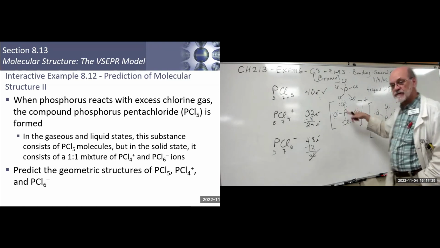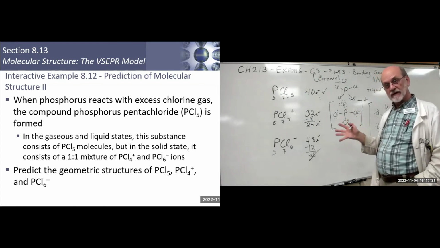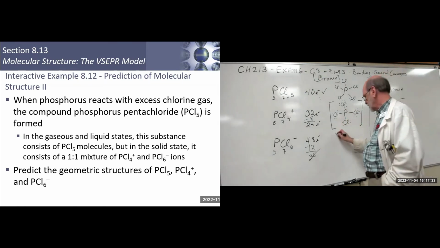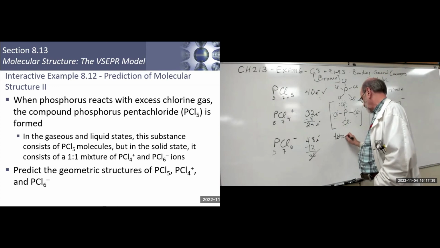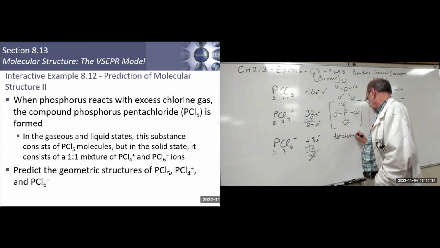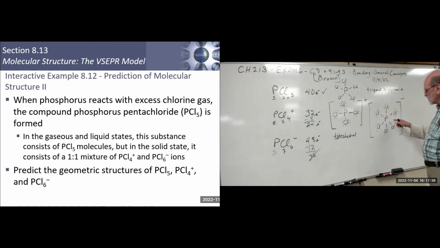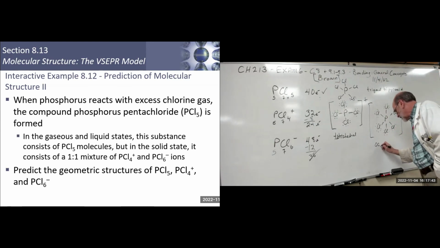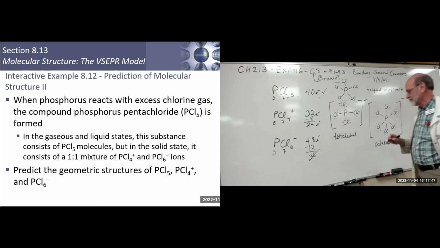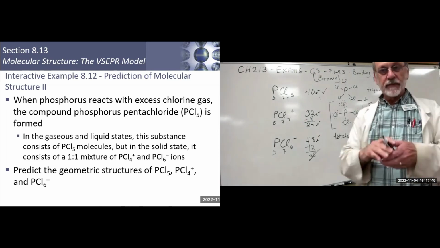Okay, this is 4 around the central atom, which means what? Tetrahedral. And this one is 1, 2, 3, 4, 5, 6 around the central atom, which means octahedral. There you go.